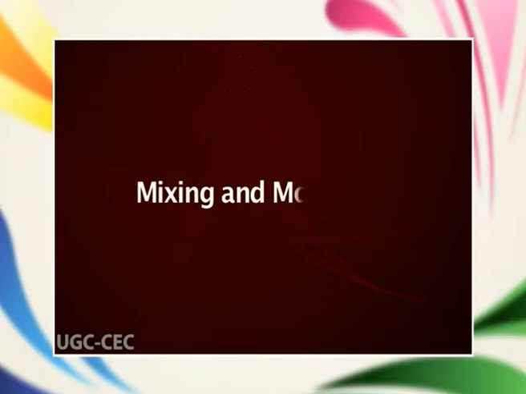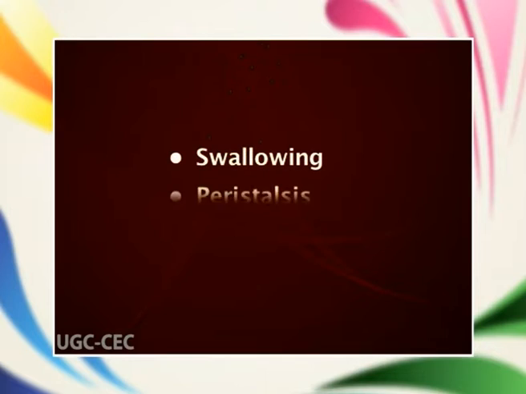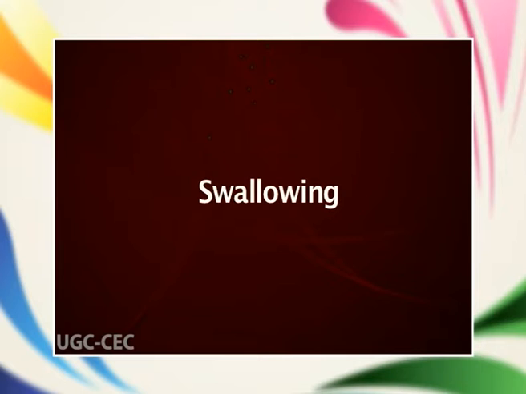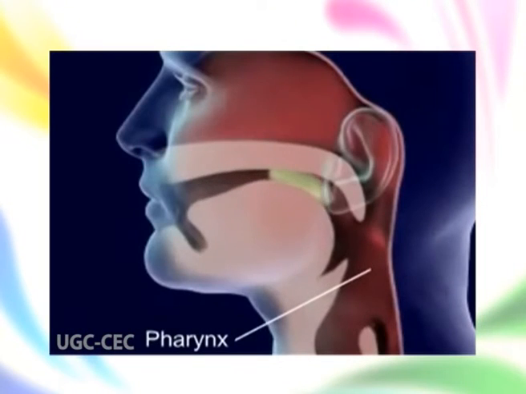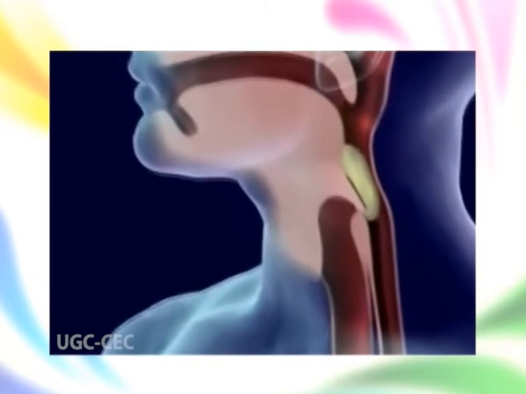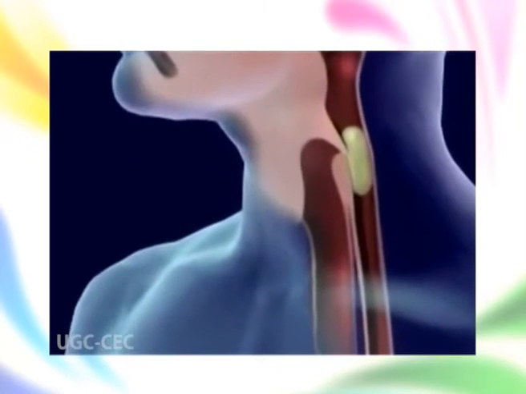Moving on to the third function of the digestive system, that is mixing and movement. 3 main processes in the digestive system allow movement and mixing of food. These are swallowing, peristalsis and segmentation. Let's have a look at these one by one. First, swallowing. It is the process of pushing food out of the mouth through the pharynx into the esophagus using smooth and skeletal muscles in the mouth, tongue and pharynx.